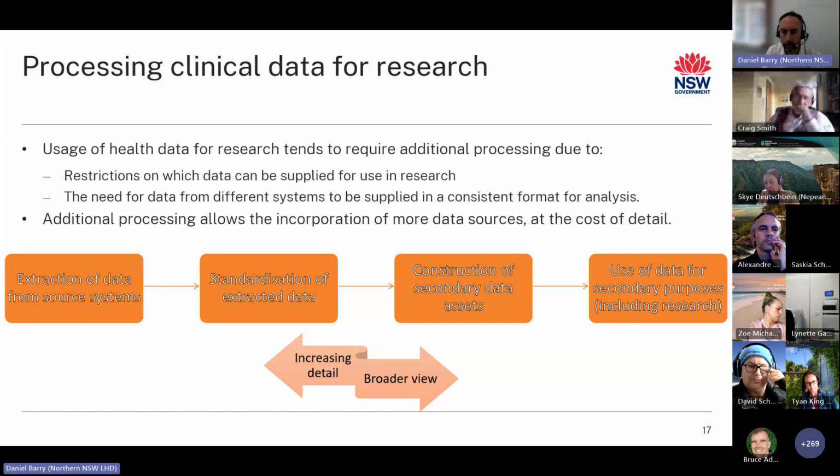The reason for this is it takes technical resources to standardise the data. And so organisations that need standardised data tend to ask for the smallest number of data points that they can reasonably use to answer their questions, and then only standardise that minimum data set.